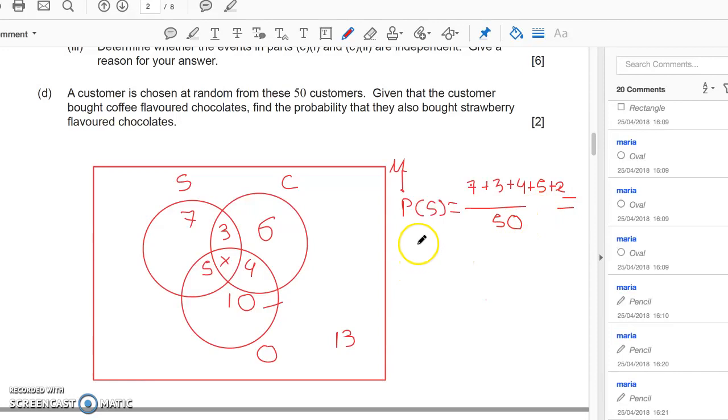So how much is this? This is 17 over 50. That's my answer. If I prefer, I can always do the calculation. It's 0.34. Or if I really want to put it in percentage, I can do 34%, but don't forget the percentage symbol.